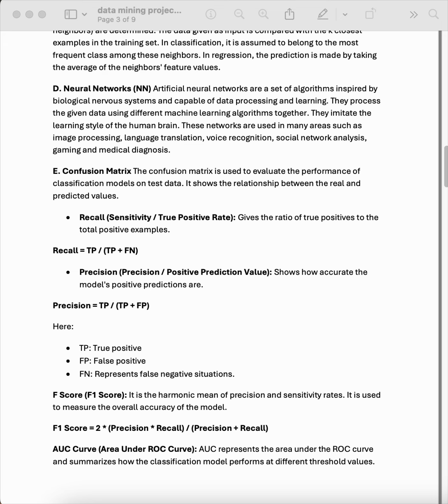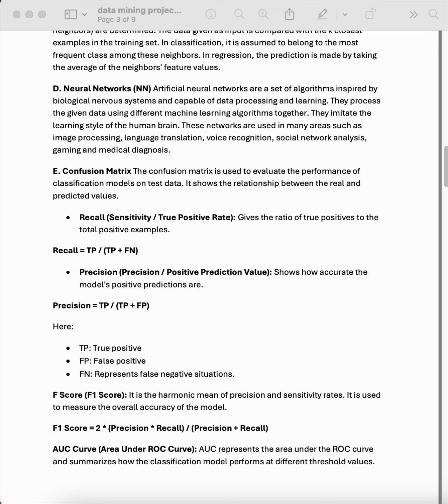And I want to explain this. True positive: the true class is positive, the model predicted positive, correct prediction. True negative: the true class is negative, the model predicted negative, correct prediction. False positive: the true class is negative, but the model predicted positive, incorrect prediction. False negative: the true class is positive, but the model predicted negative, incorrect prediction.